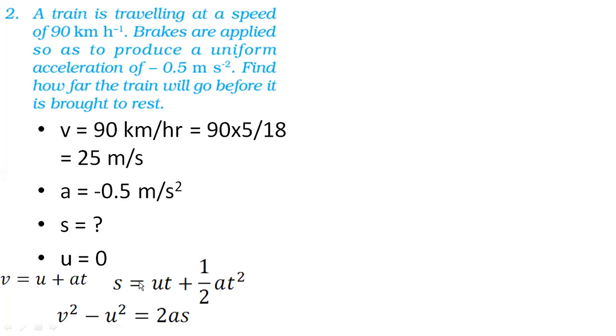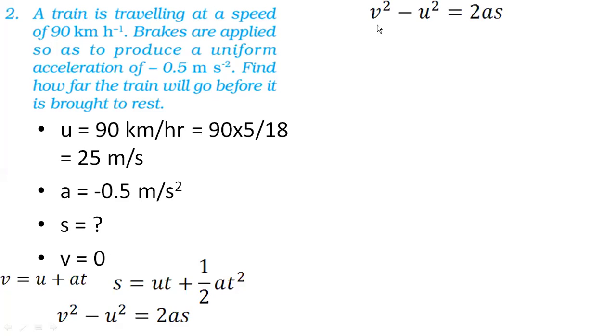So it's a very simple one. All we need to do is find the value of s. So we are going to use the formula v square minus u square is equal to 2as. That value we are going to use.